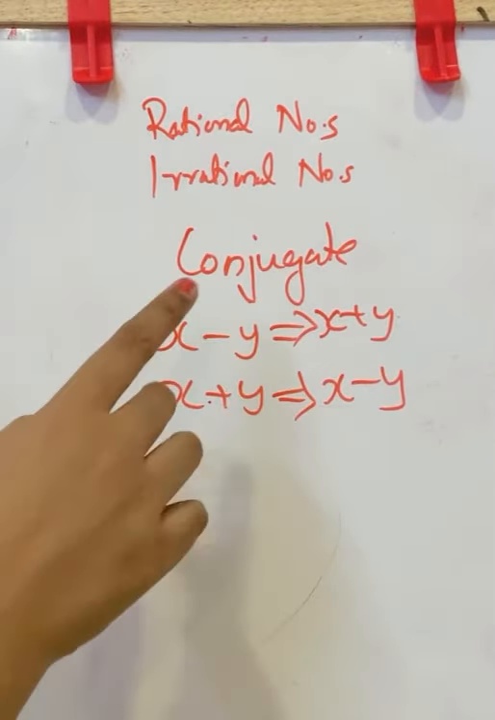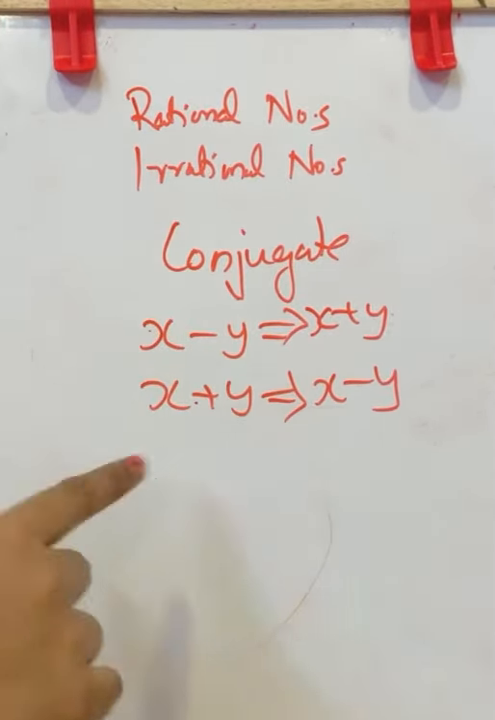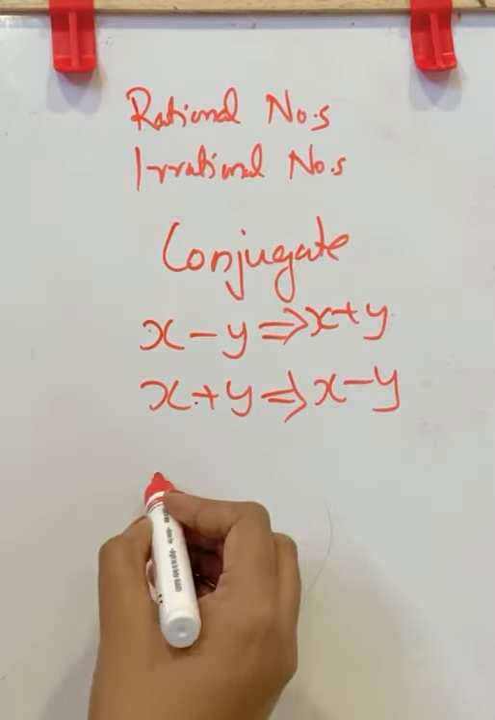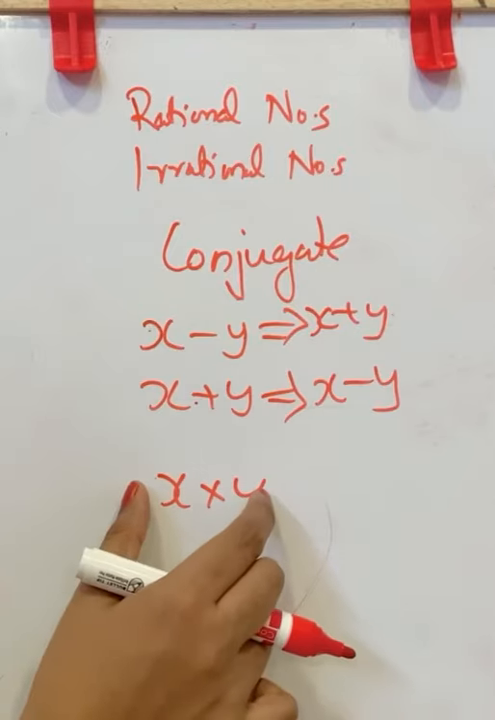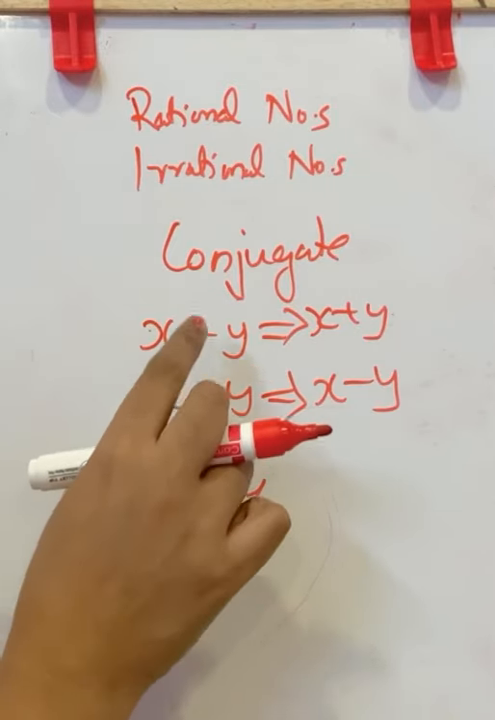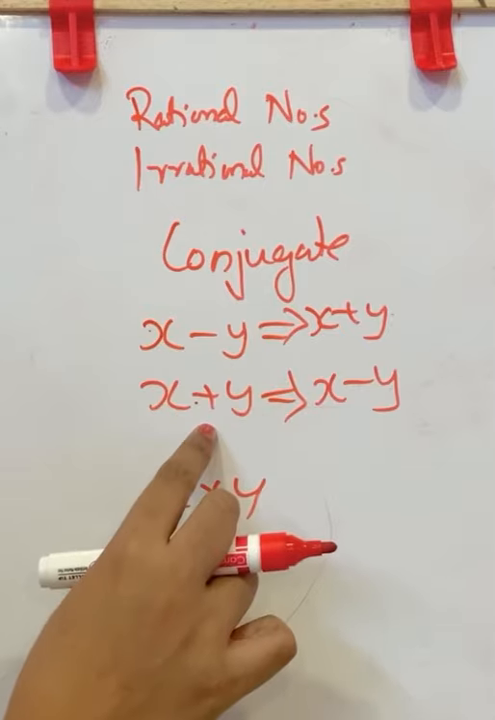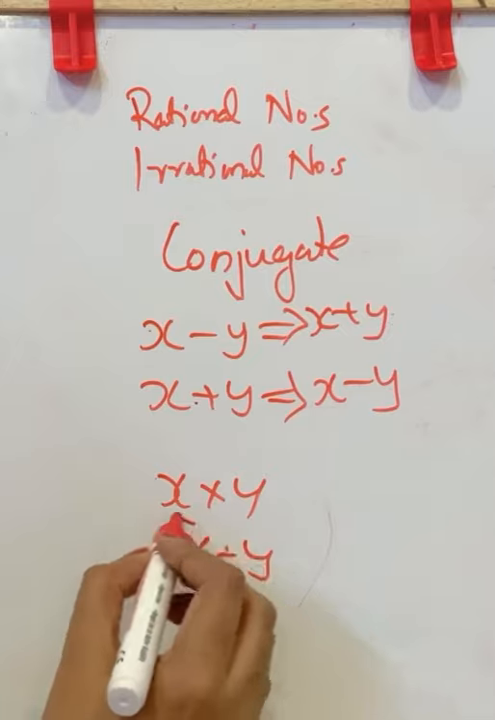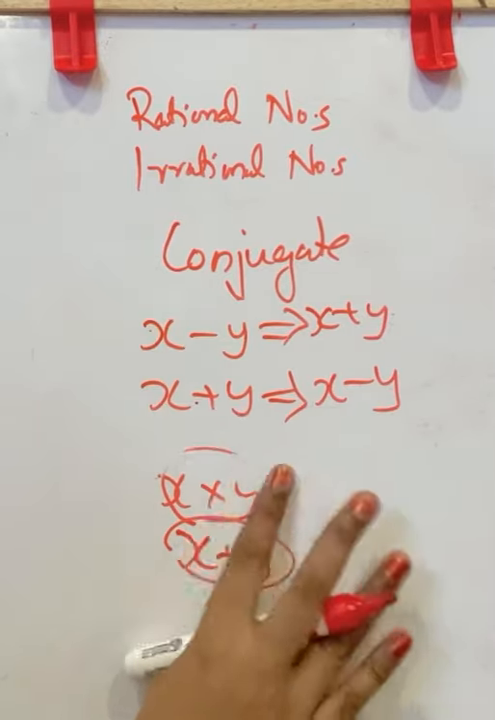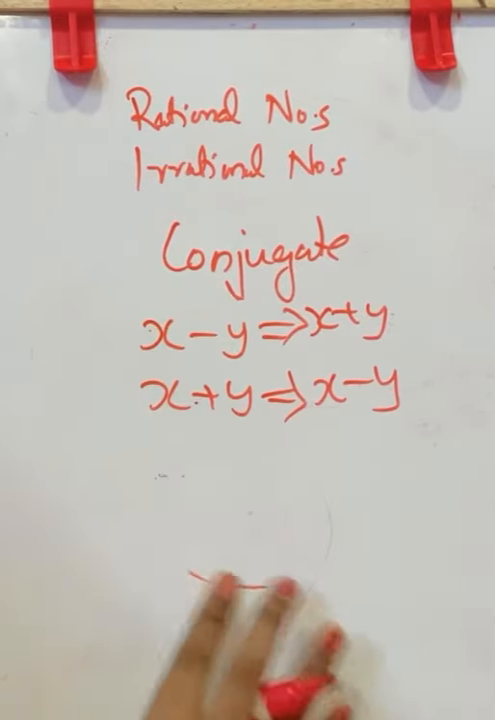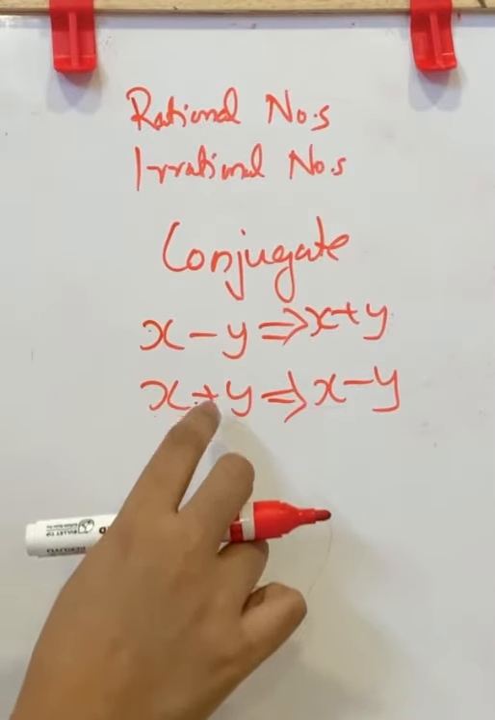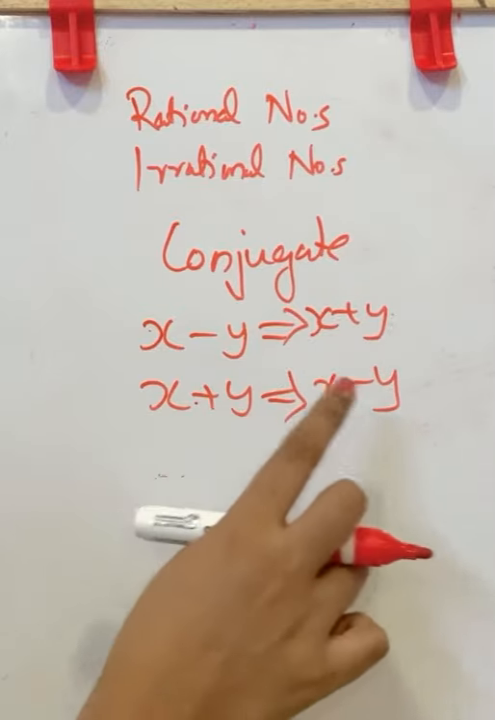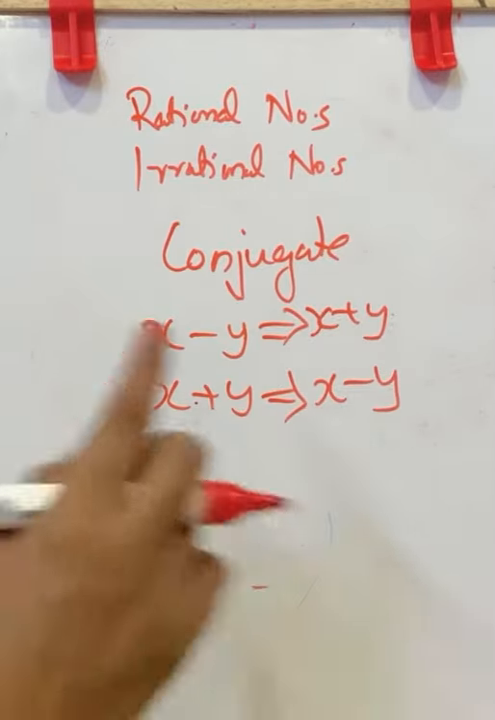This is not applicable for multiplication and division because it doesn't differentiate the terms. I told you before, x into y is a single term. But x minus y means there are two terms. x plus y is also two terms. x into y and x divided by y are single terms, not two terms. So this is not applicable here. Only this is used in subtraction and addition. So subtraction becomes addition, that is the conjugate. Addition becomes subtraction, that is the conjugate of this.